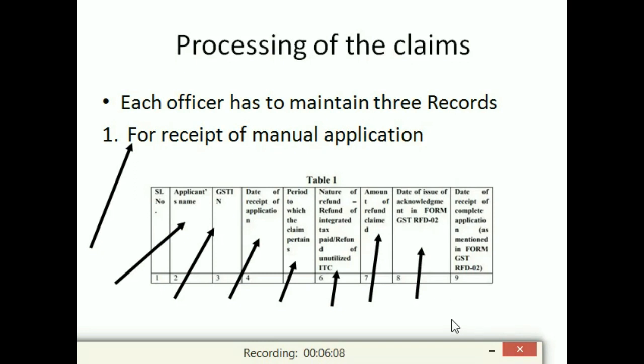Here we have to discuss something about the date of issue of acknowledgement. An acknowledgement has to be issued in form GST RFD-02 within 15 days from the receipt of the claim. In case any deficiency is found, we can issue a deficiency memo within 15 days. Once RFD-02 is issued, we cannot issue a deficiency memo. So either a deficiency memo or RFD-02, that is the acknowledgement, has to be issued within 15 days. When the acknowledgement is issued, we have to sanction 90% of the claimed amount within 7 days. This 7 day period is counted from the date of issuance of form RFD-02.